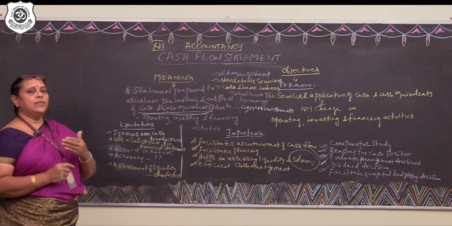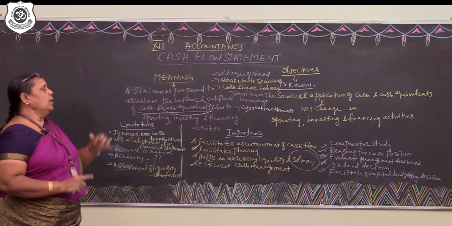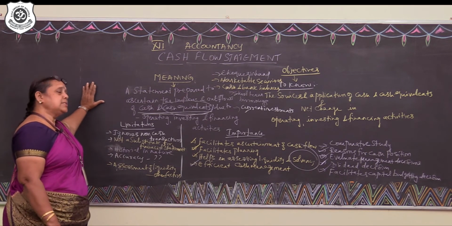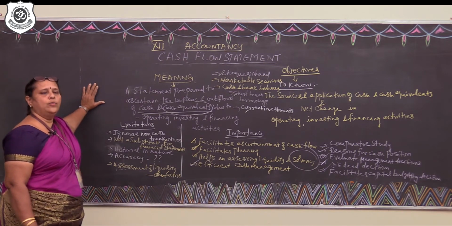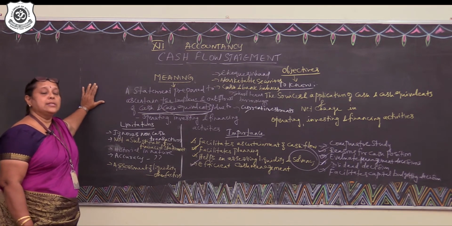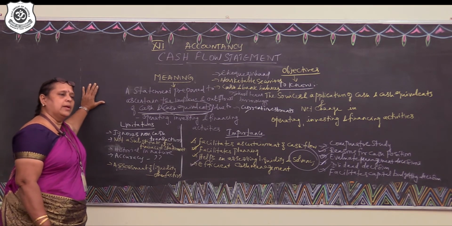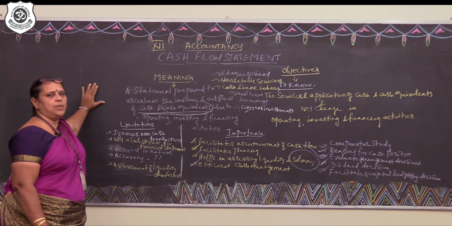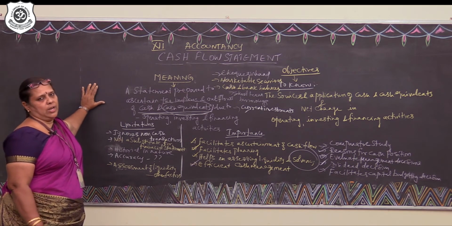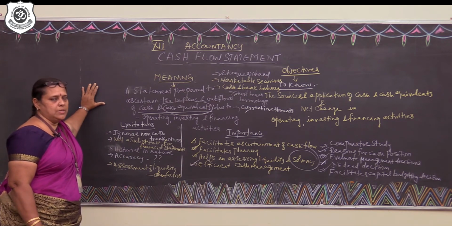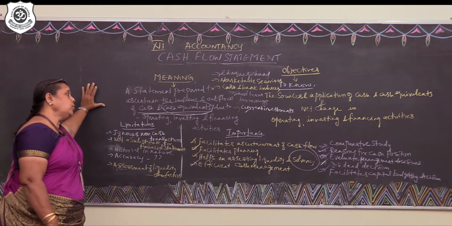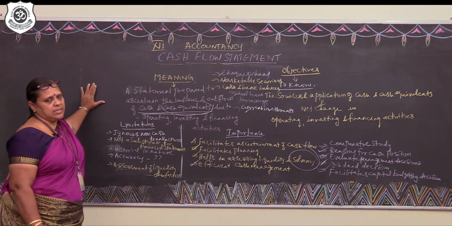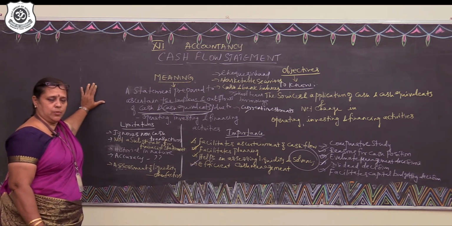So, let us revise what we learned today. Now, a cash flow statement is a statement prepared to ascertain the inflows and outflows of cash and cash equivalents. That means the real cash position plus the cash equivalents, which can be converted into cash anytime the business wants. Fine. Due to the three major activities, namely operating activity, investing activity and financing activities.